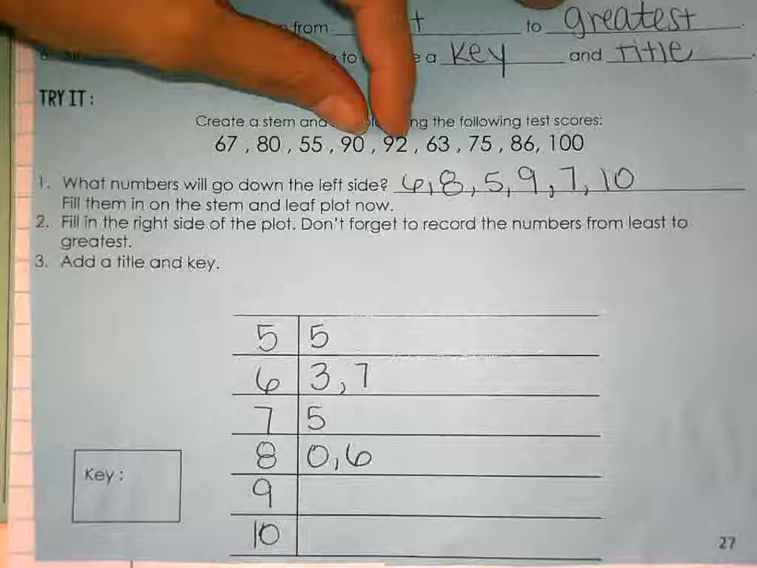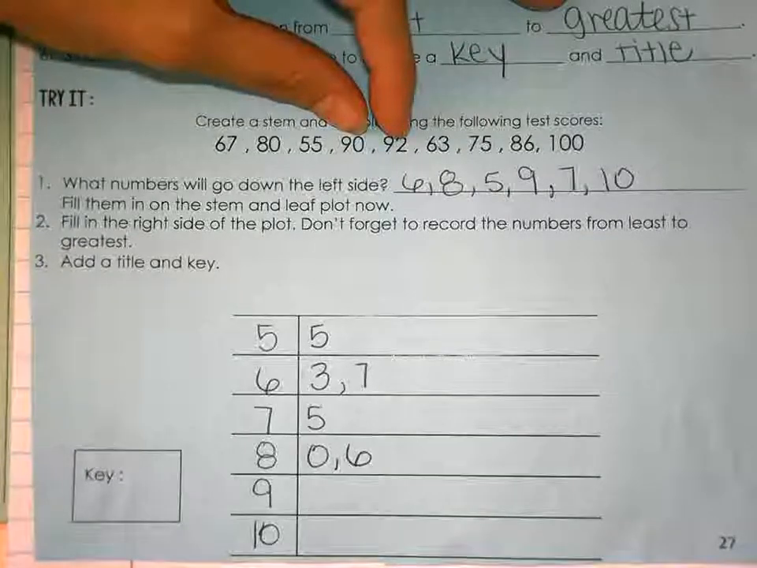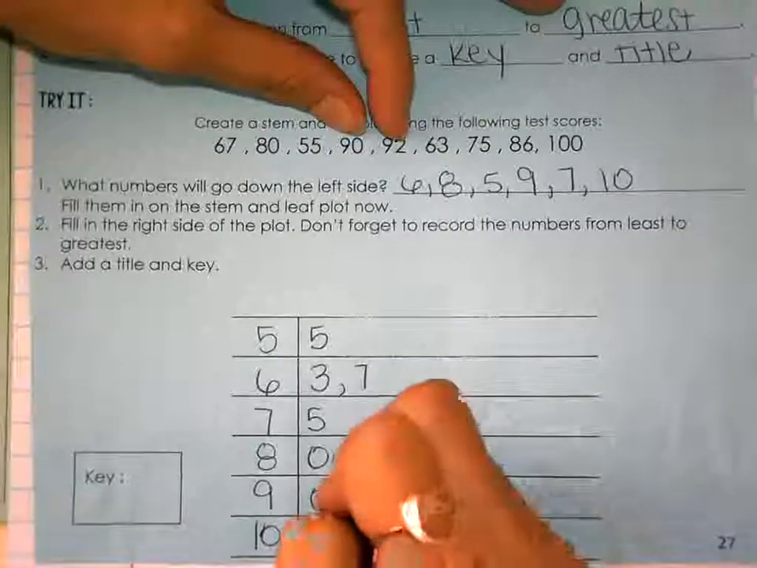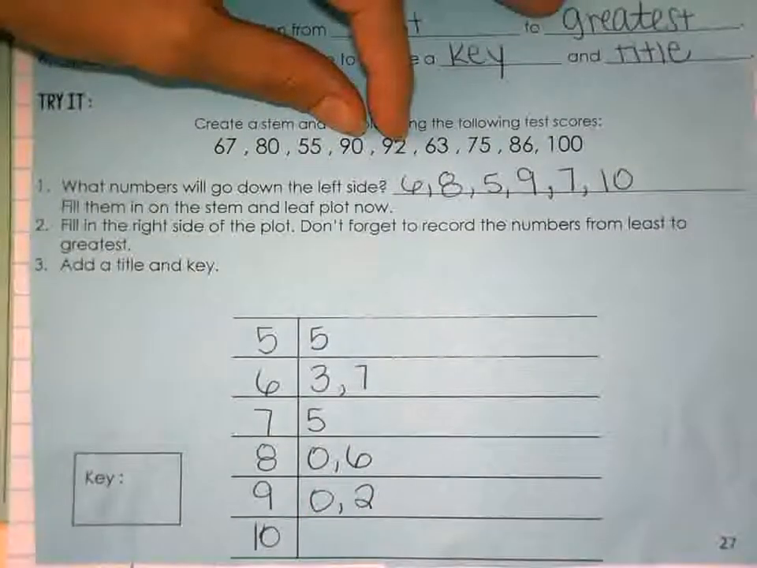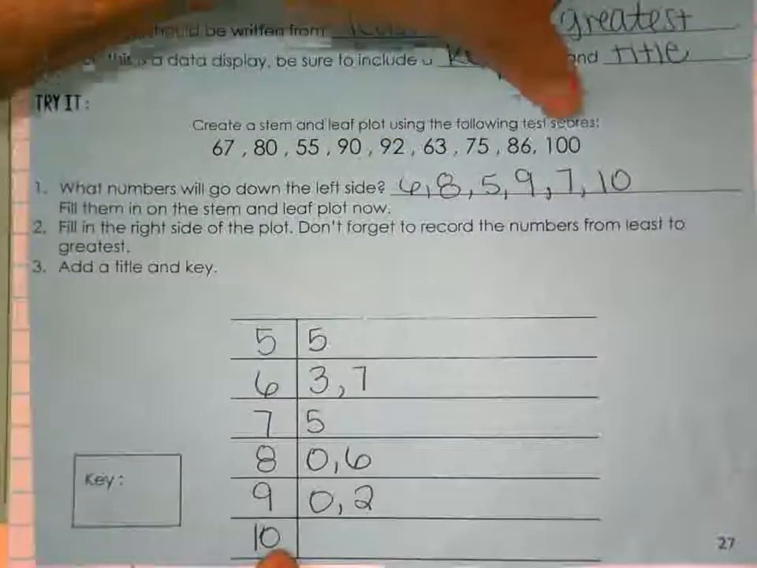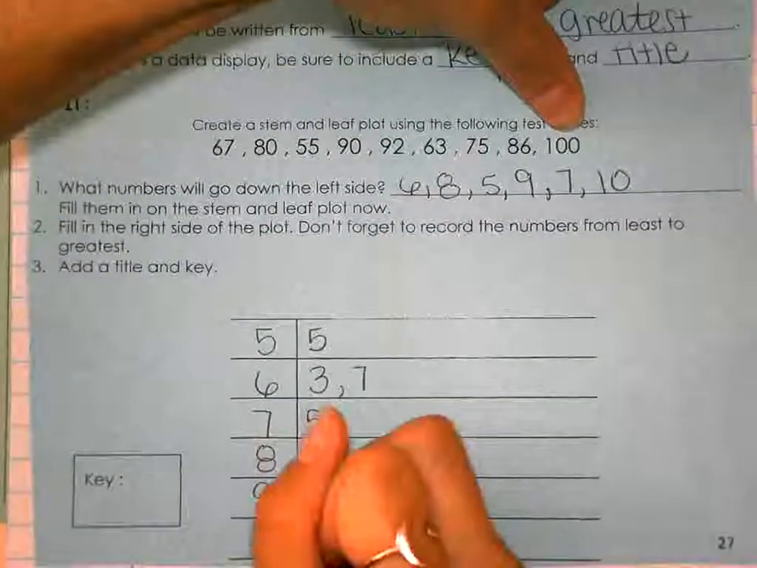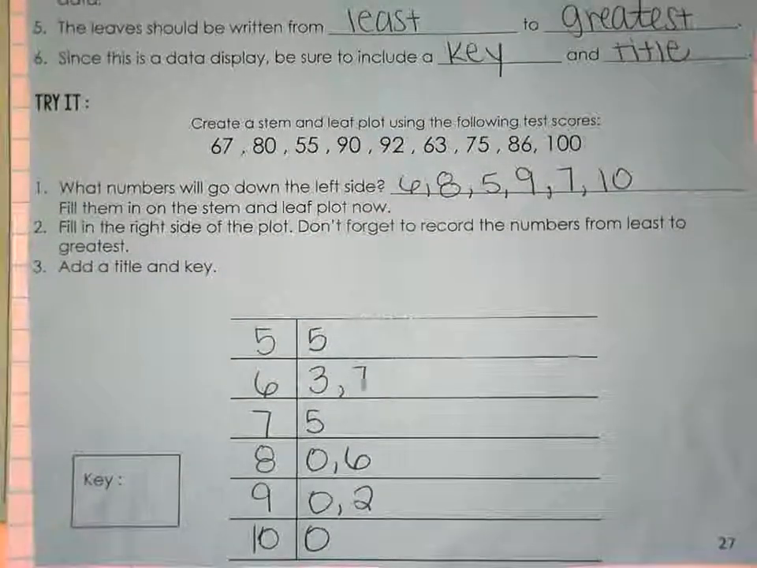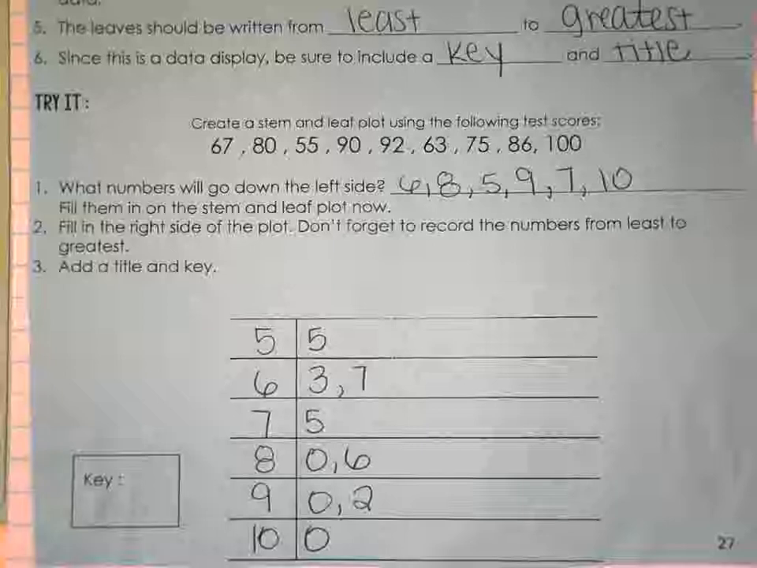Look at the 9s, same thing. I had 2 9s. I have 90 and 92. The smallest one is 90, so I'm going to put a 0. The next smallest number is 92, so comma 2. Then I have 10, which was 100, so I need to add a 0 to make it 100. So that is how you fill in the stem and leaf plot.